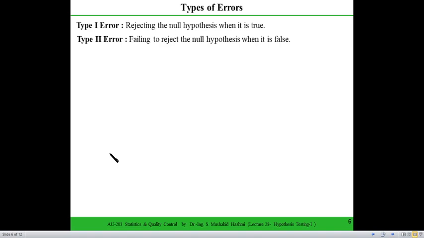The second possibility is you fail to reject the null hypothesis when it is false. Essentially your null hypothesis was false, and your hypothesis testing came through from the evidence of the sample data which doesn't have that supportive evidence. So as a decision maker, you fail to reject that null hypothesis when it is false, then it would be called a type 2 error.